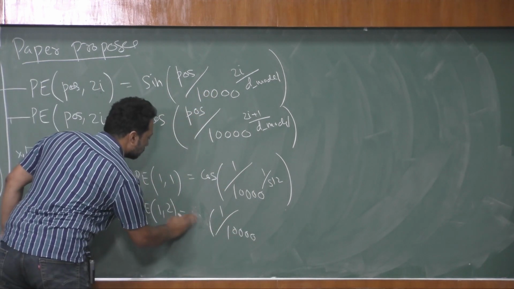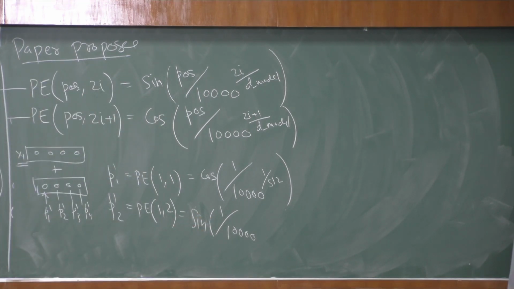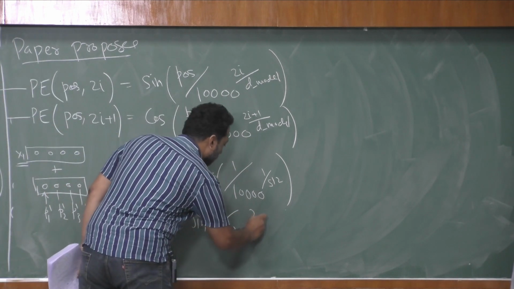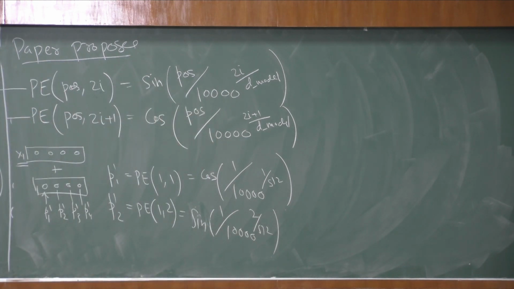Sorry, so this is sine now, and then in place of 2i we have 2. So this is 2 divided by 512. Okay, so this way it creates these entries for the positional embedding, and for odd and even it uses sine. For odd it uses cosine, and for even it uses sine.